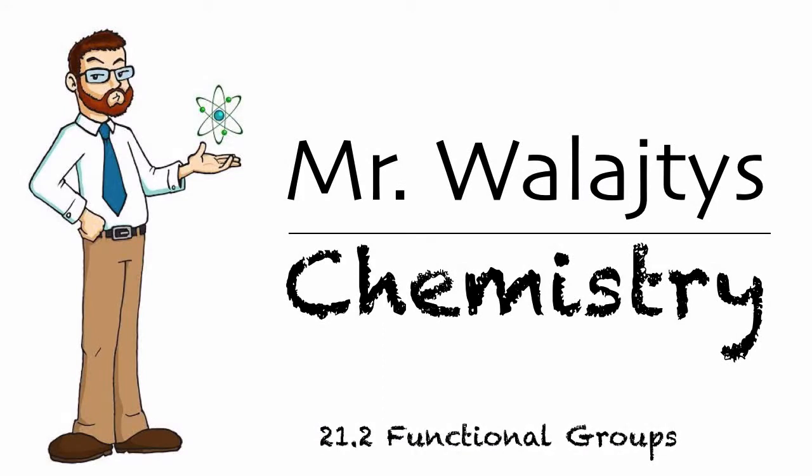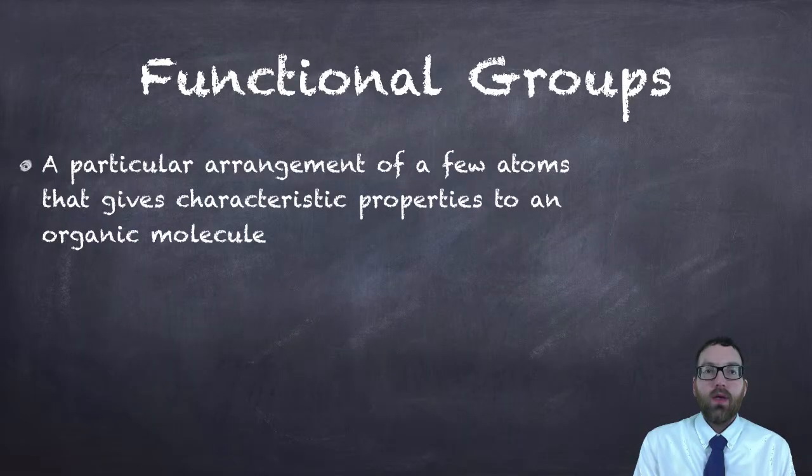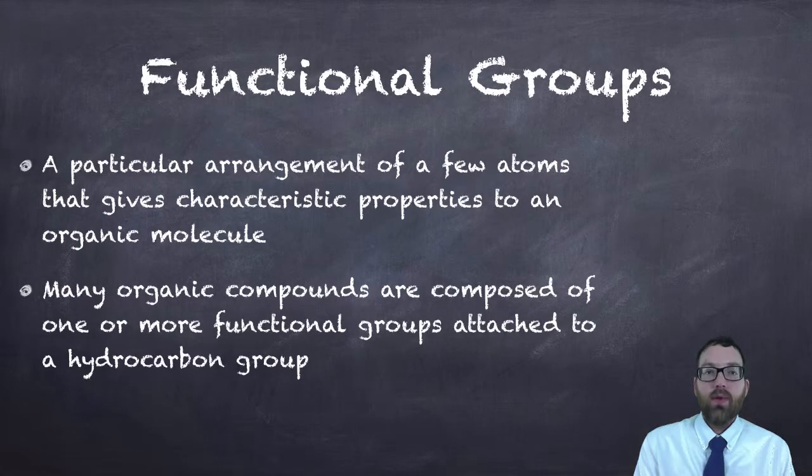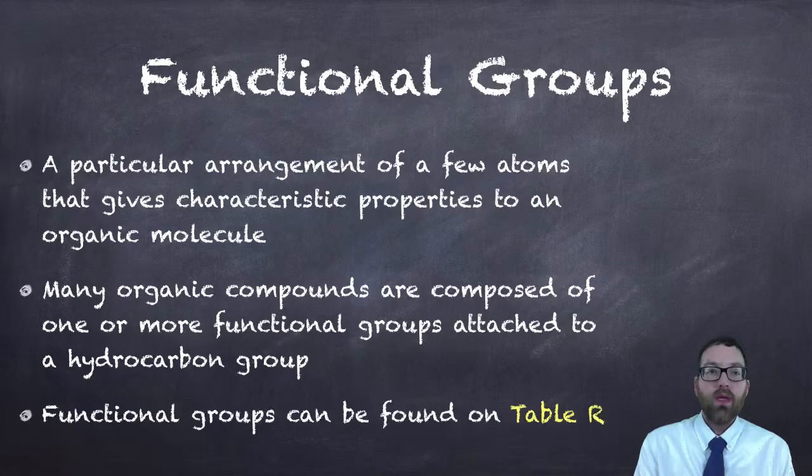In this next video, we're going to be talking about organic compounds that have functional groups. A functional group is a particular arrangement of a few atoms that gives a characteristic property to an organic molecule. A lot of organic compounds are composed of one or more functional groups that are attached to a hydrocarbon group, and they give them unique properties. Functional groups can all be found on Table R.